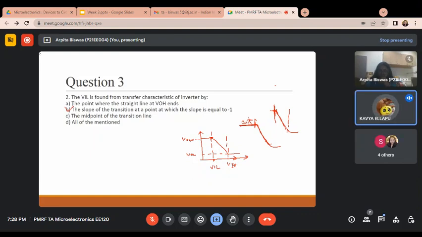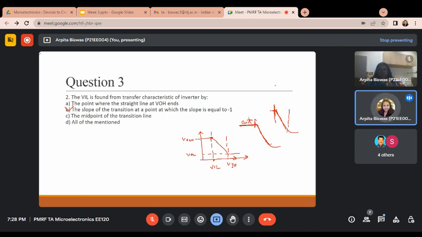Can anyone explain what I have told? Actually, you are saying that before VOH ends, it should be in the cutoff region. But as we move to VIL, the circuit goes to the active region. So we are giving a small input voltage, so it is in active mode, because before that it is in cutoff. Yes, ma'am. Now it is clear. And the slope of this straight line is minus 1. That's why the right answer is option B.